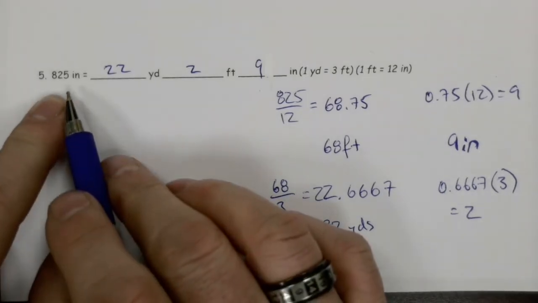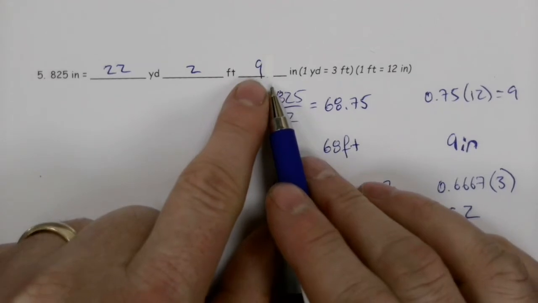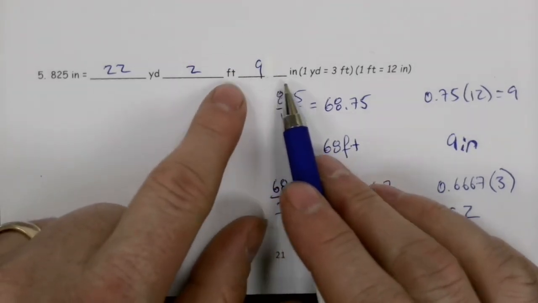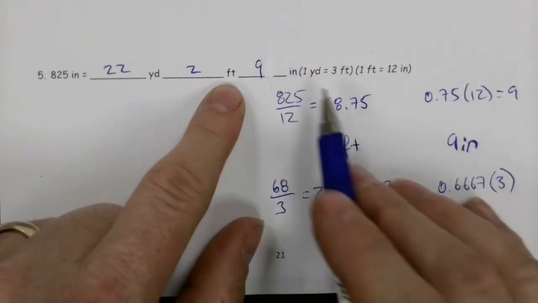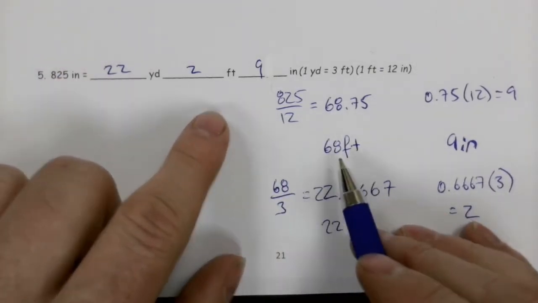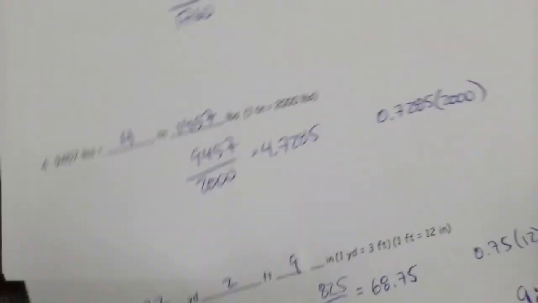Okay, but just bear in mind how I work this thing through here. Started with the 825 inches. Then I was looking for feet and inches, but the feet can be broken up further. So the inches won't. The smallest unit won't. So as soon as I got the 9 inches, I knew that was good. I had my 68 feet, and now I had to break that up into yards and feet. And once I did that, I was done.